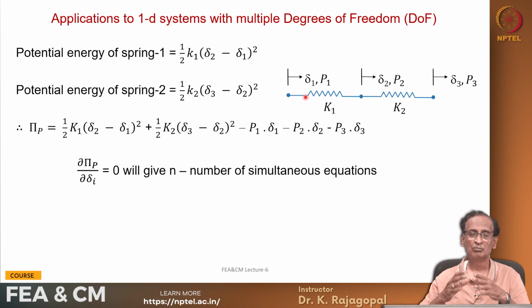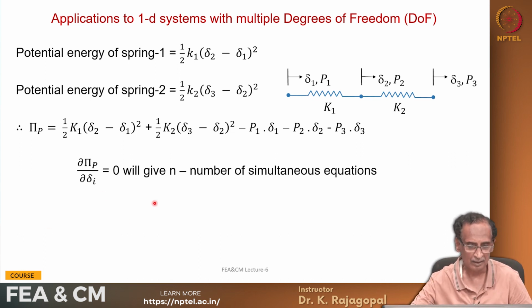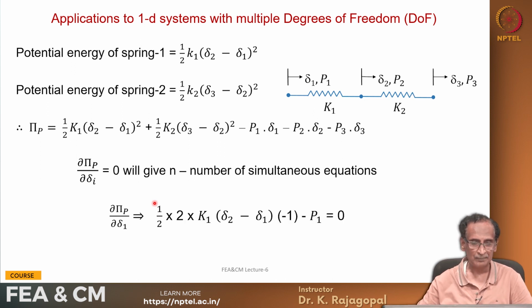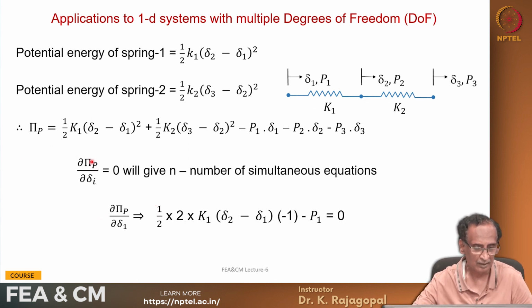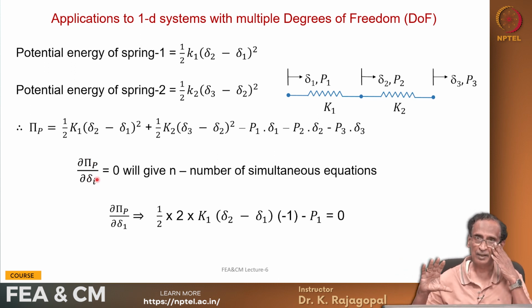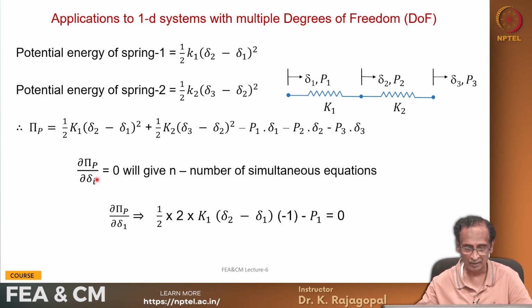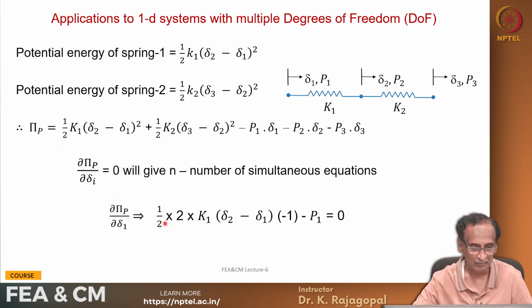So, we take a differential of this pi, and if it is 0, then we can say that our system is stationary or in equilibrium. And so, by differentiating with different degrees of freedom, we get sufficient number of simultaneous equations for solving for our nodal unknowns, displacements. So, dou pi by dou delta 1 will give you this, and we get the first equation K1 delta 1 minus K1 delta 2 is P1, right.